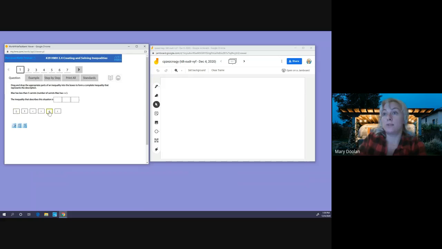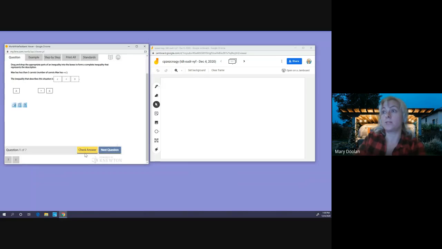So we have little things to pick and choose from. The symbol that we're going to use is less than. Okay, so you have greater than or equal to, less than, greater than, less than or equal to. Less than is going to go in the middle. And then what are we going to put here? So 5, Max has less than 5. And then they tell us that C represents the number that he has. So C is less than 5.